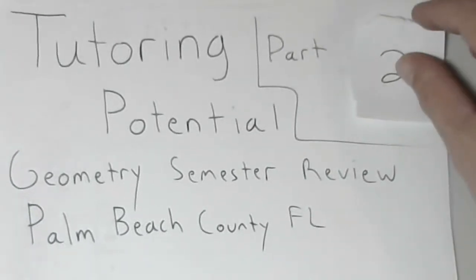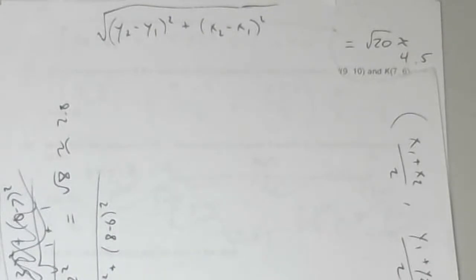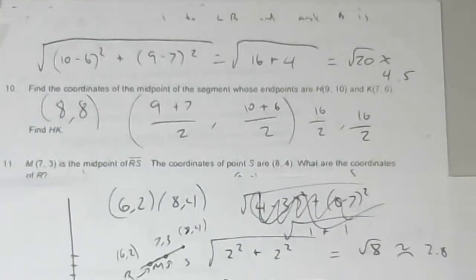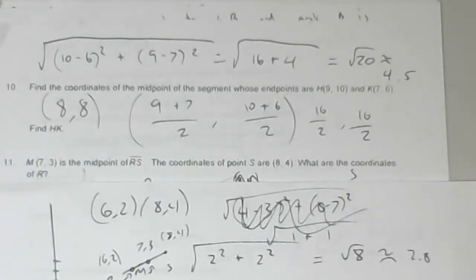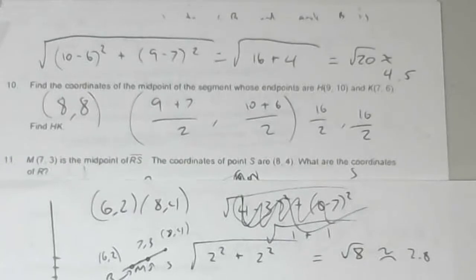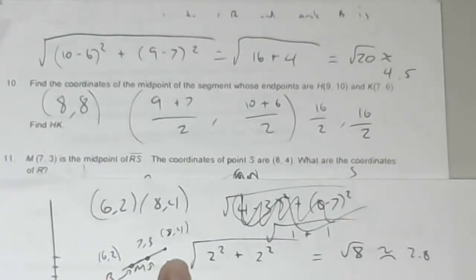This is part 2, and I wanted to address one question from the last section. I'm going to redo number 11. Point M (7, 3) is the midpoint of RS. The coordinates of point S are (8, 4). What are the coordinates of R?